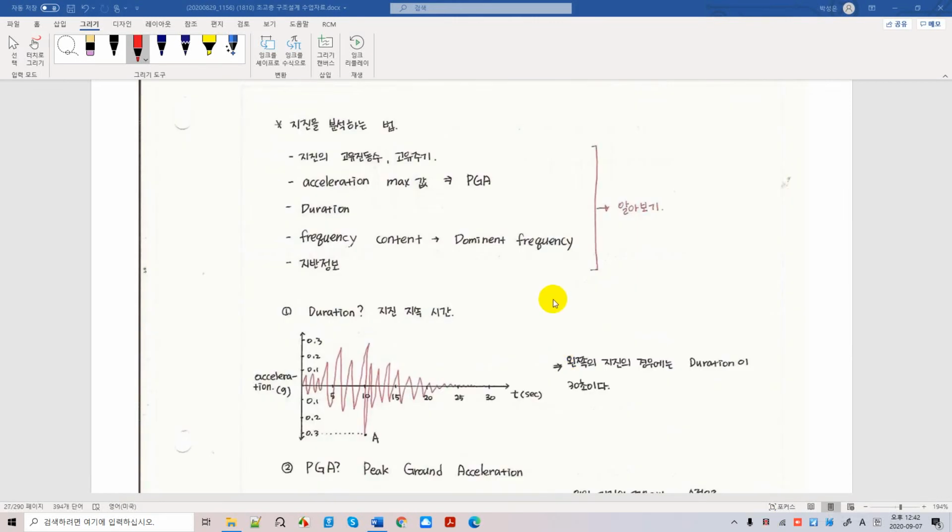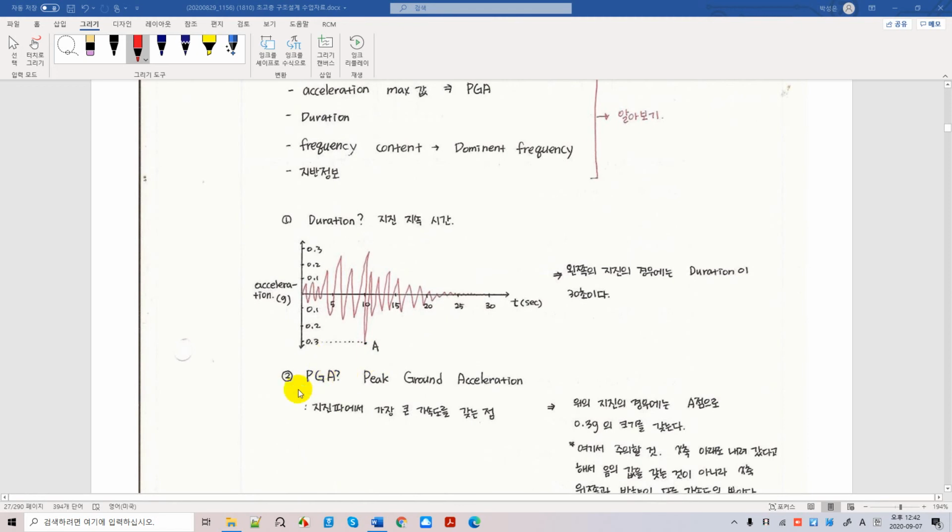This is a review screen. So I'm going to pause a little bit, but I don't have time to go through the review again, and you will take a look at it for review. Okay, here I reviewed how to analyze earthquakes and how to catch variations.